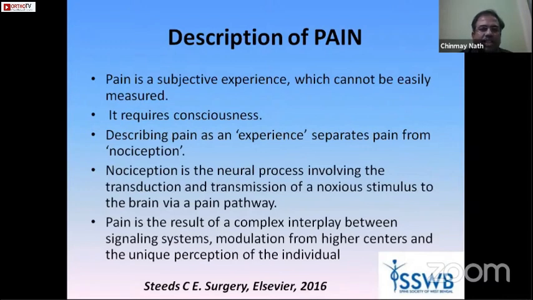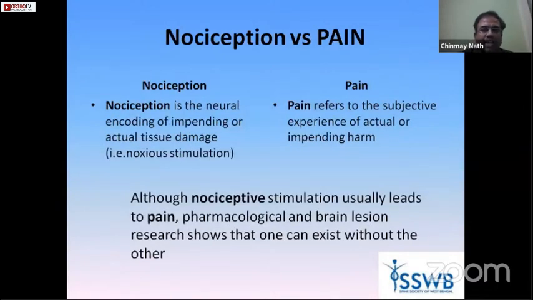It requires consciousness. Describing pain as an experience separates pain from nociception. Nociception is an objective phenomenon, a neural process involving the transduction and transmission of the noxious stimulus to the brain via a pain pathway. So pain is a result of a complex interplay between the signaling system, modulation from the higher centers, as well as the unique perception of that individual. So the same pain can be different for different individuals.